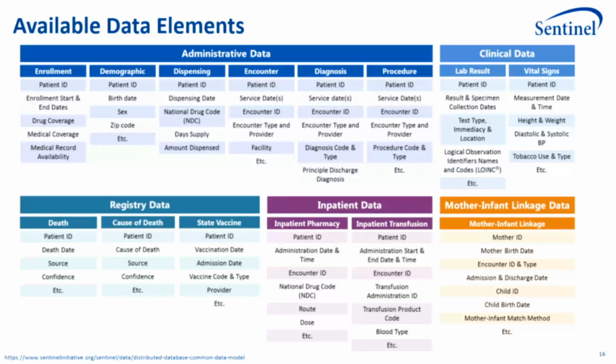As you move to the right, some of our data partners, especially our electronic health record partners, are able to populate clinical data, so some lab results and vital signs. Coming down to the lower left corner, we have registry data. So we have death data that comes from linkage to state-based death registries in certain cases for certain data partners, which then include also cause of death information. We also have some state vaccine registries.